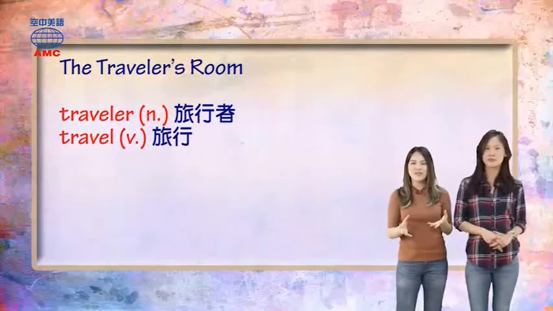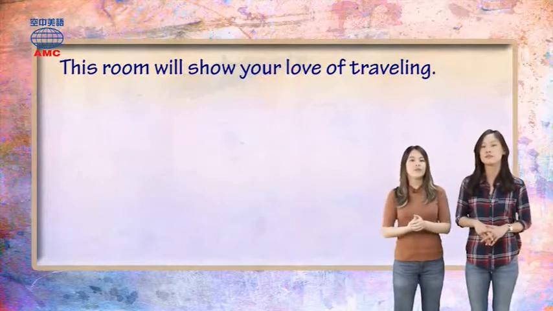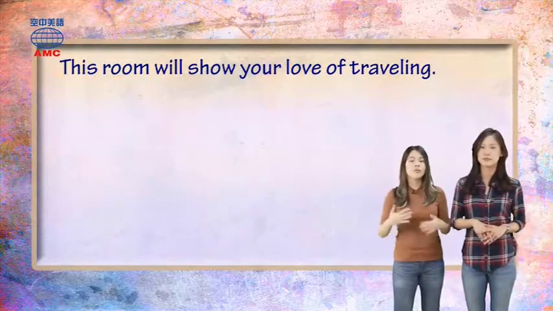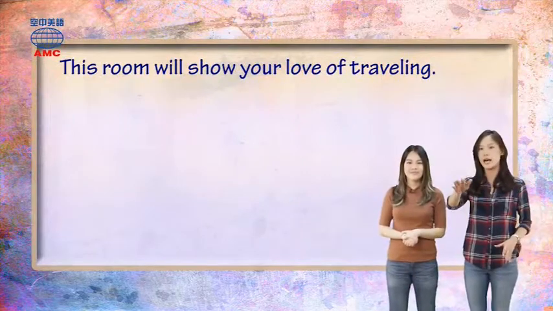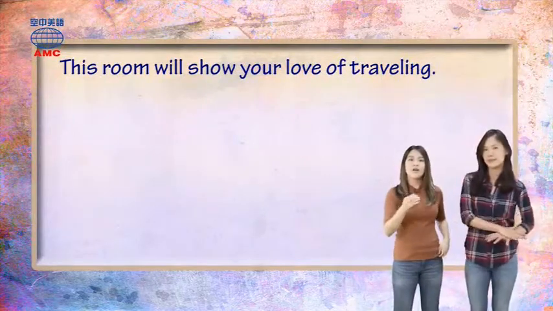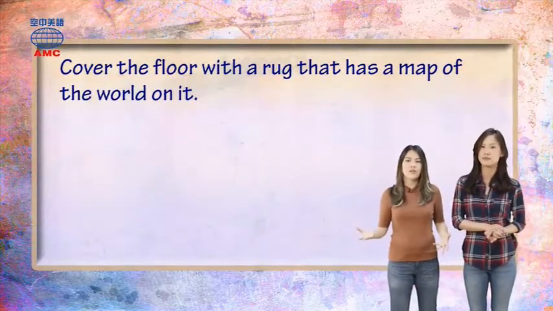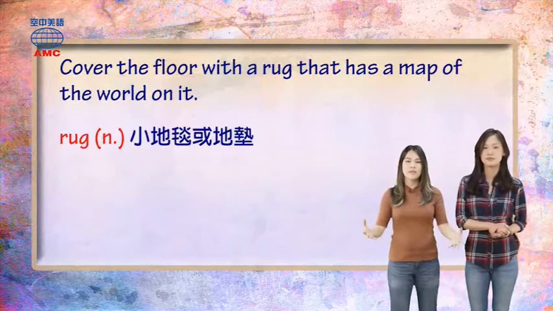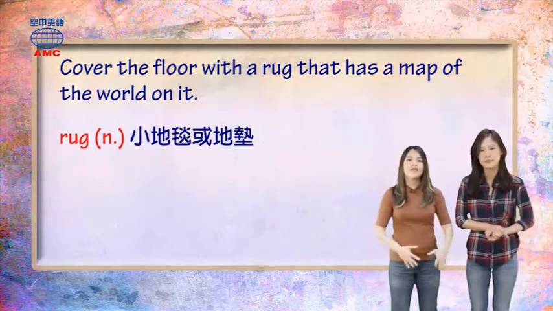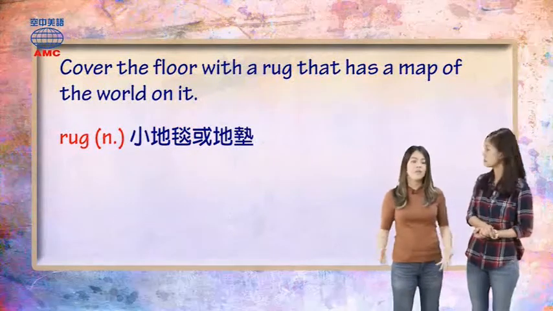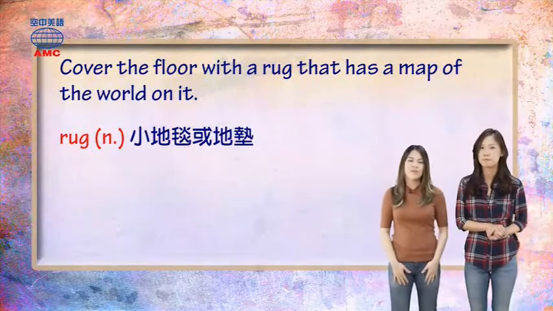All right, so the article says, in this room you show your love of traveling. So we know that this is a perfect place for people who love to travel. We can cover the floor with a rug that has a map of the world on it. A rug is basically something that we use to cover the floor with. It's usually made of fabric, so it's really soft. It can keep you warm if it's cold outside.